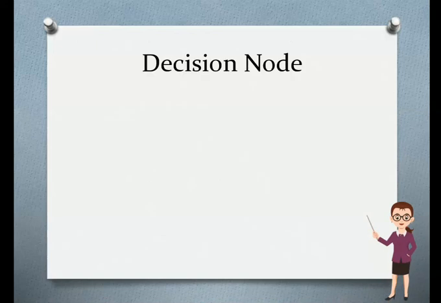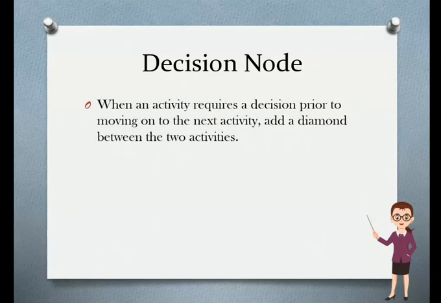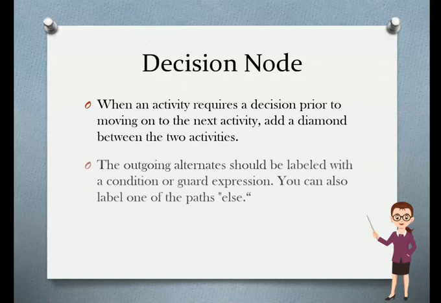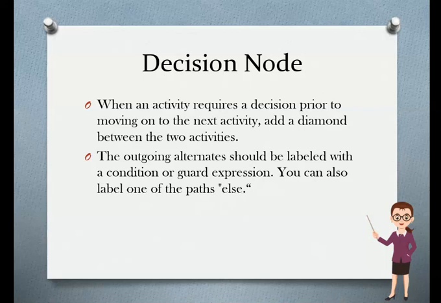Next is the decision node, which is used in the activity diagram. When an activity requires a decision prior to moving on to the next activity, we generally use a diamond between two activities. To represent a decision, a diamond symbol is used. Again, the outgoing alternatives should be labeled with a condition or guard expression. You can also label one of the paths else. So we'll see how to represent a decision node.